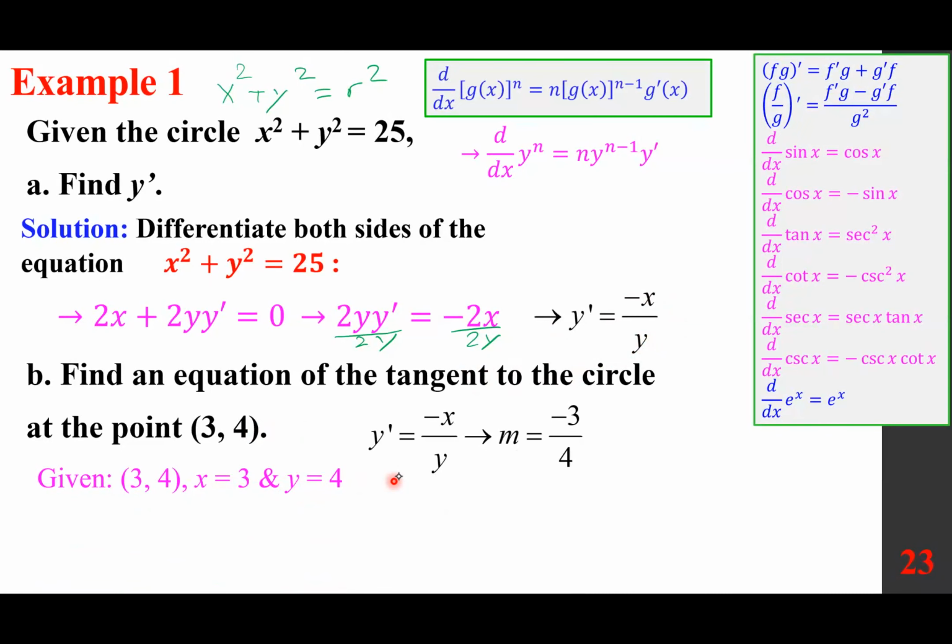Point slope: y minus y1 equals m times x minus x1. Therefore, y minus 4 equals m, negative 3/4, times x minus x1, which is 3. Now, in this case, we are going to distribute the negative 3/4.